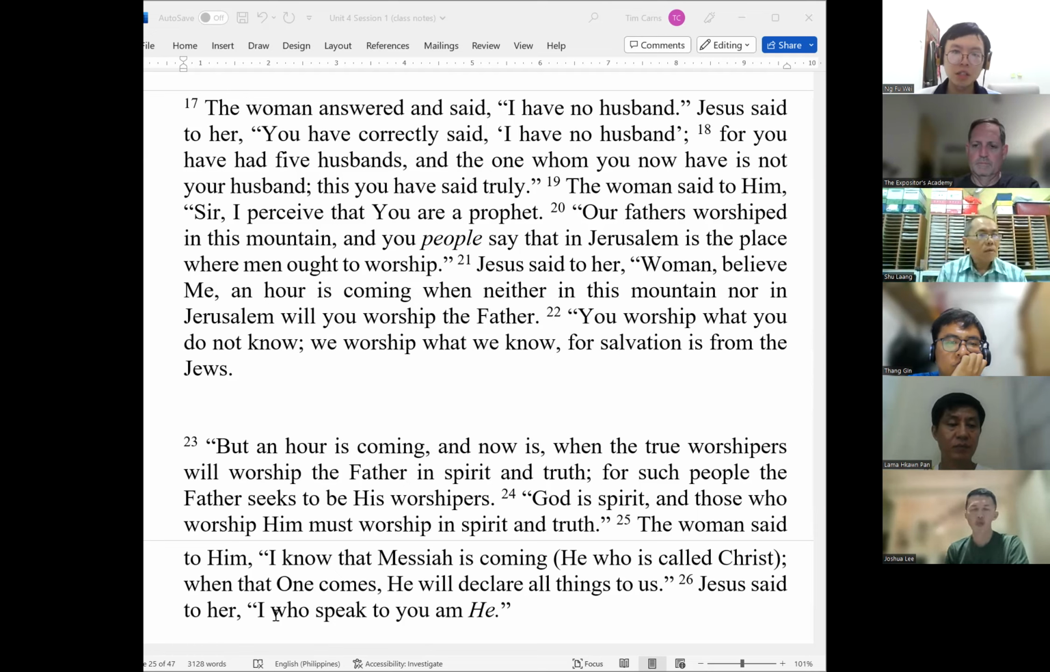The woman said to him, "Sir, I perceive that you are a prophet. Our fathers worshipped on this mountain, and your people say that in Jerusalem is the place where men ought to worship." Jesus said to her, "Woman, believe me, an hour is coming when neither on this mountain nor in Jerusalem will you worship the Father. You worship what you do not know. We worship what we know, for salvation is from the Jews."